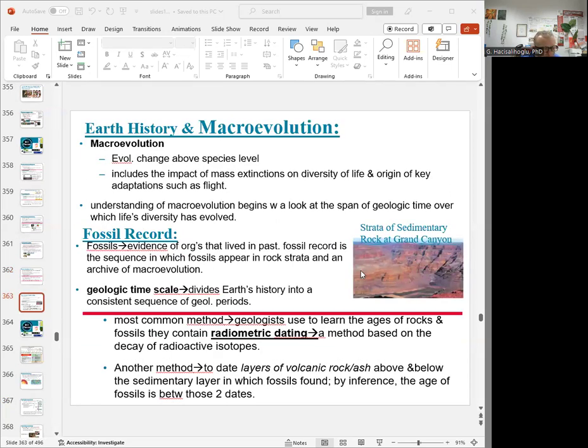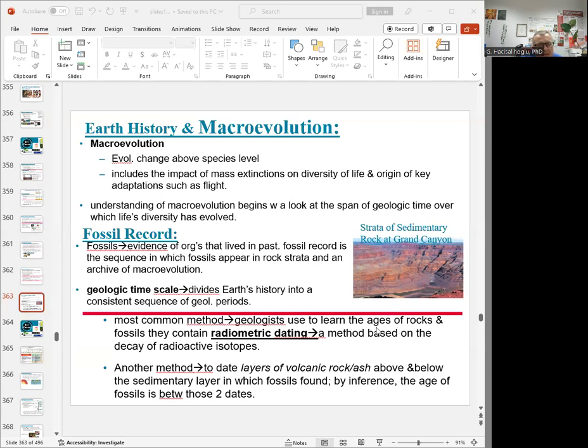So we can go to a larger scale, since this is macroevolution. On a large scale, we have fossil records that show strata of sedimentary rocks, like in this case the Grand Canyon. You can see here that we can study which organisms lived in the past from their fossil records, and then estimate the geological time scales.